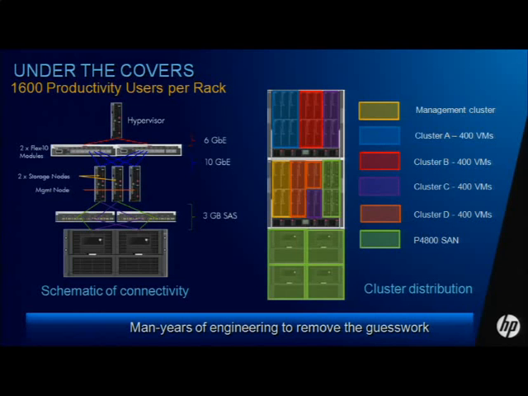And then on the left-hand side, this is a schematic of how we wire up the Flex 10 modules from the blade, from the hypervisor through the storage controllers, through the 3 gigabyte SAS switches into the storage. So we really have done a whole lot of work here, folks, to try to make it really simple to roll out a VDI implementation. And the folks that put their hands up earlier on and are in production, I'm sure you can tell some stories, right, of how difficult this really is.